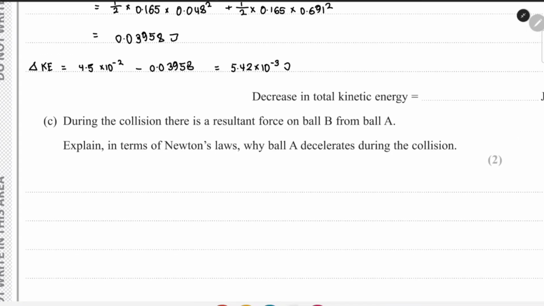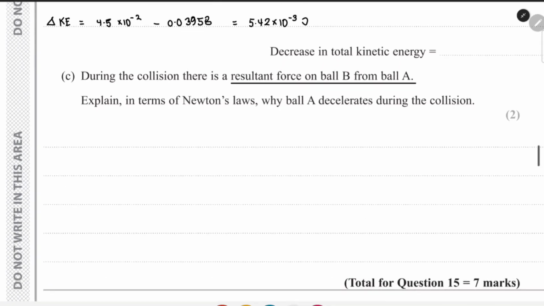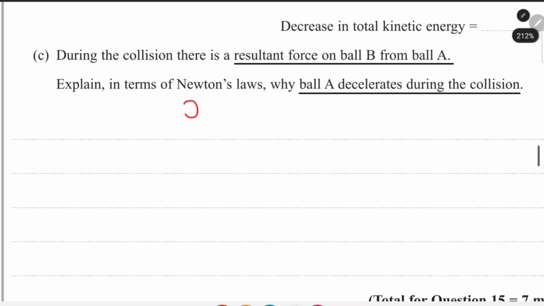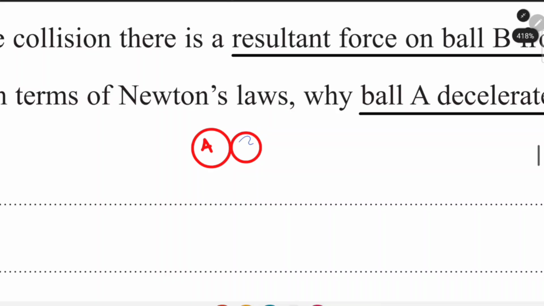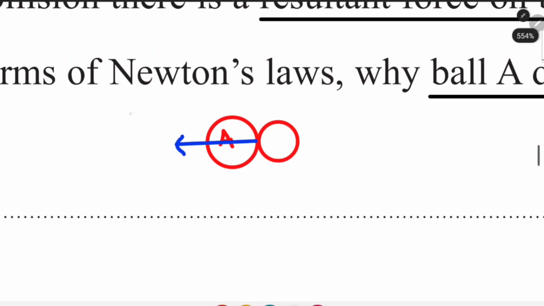Now in question C, we are given that during the collision there is a resultant force on ball B from ball A. We have to use Newton's laws of motion to explain why ball A decelerates. So ball A was on the left, ball B was on the right, ball A was moving to the right. During the collision, ball A will provide a force on ball B to the right, and there will be an equal and opposite force on ball A according to Newton's third law of motion. So, force on ball A by ball B.